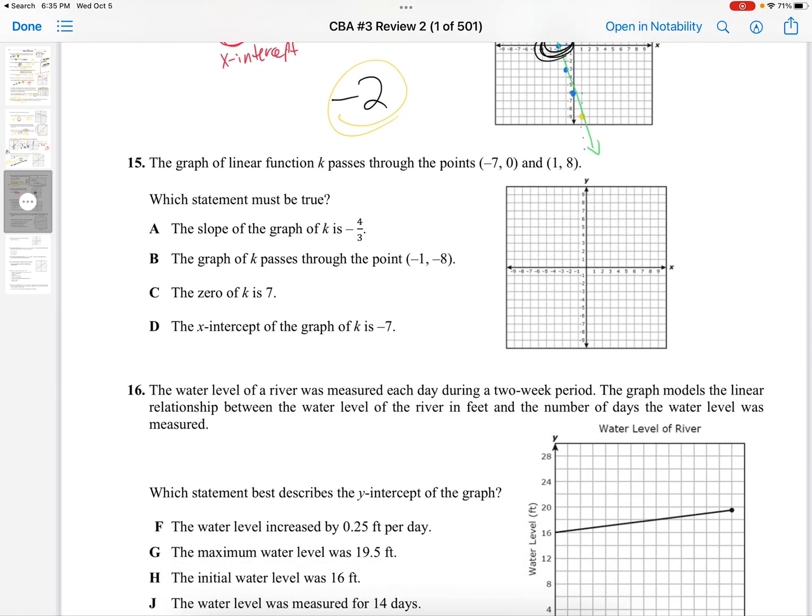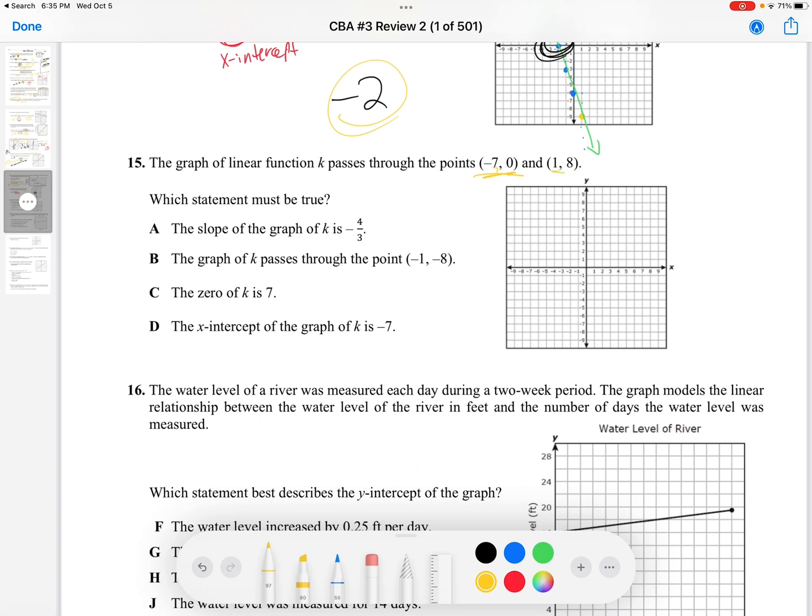Now 15, it says the graph of the linear function k passes through the points -7, 0 and 1, 8. Notice -7, 0 is the x-intercept. So when it asks which statement must be true, we read all of this, but look at the last one, the x-intercept of the graph of k. That just means the graph that makes these points is -7, and that's true. So that's the answer.